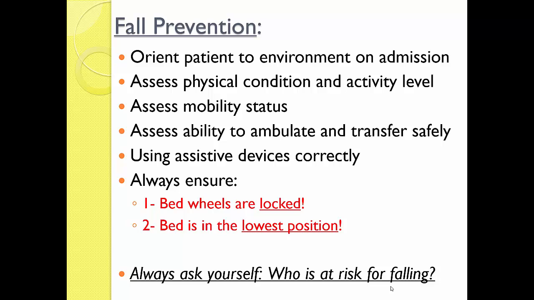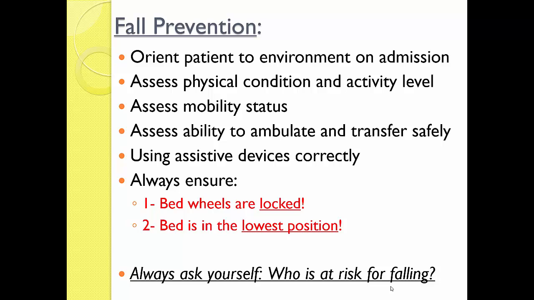We always need to ensure when a patient is in their room and they're in their bed, before we leave that room, that the bed wheels are always locked and the bed is in the lowest position. There are going to be times where we may raise the bed up if we're doing patient care, and that's okay. But whenever we're finished, we always have to make sure that we check those wheels on the bed, that they're locked, and that bed gets put back down into the lowest position. So those are two things as nurses that we should always be checking safety-wise every time with our patients.